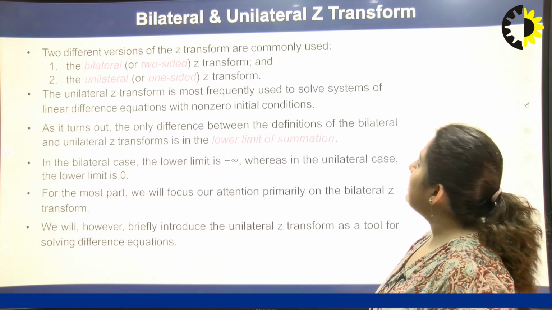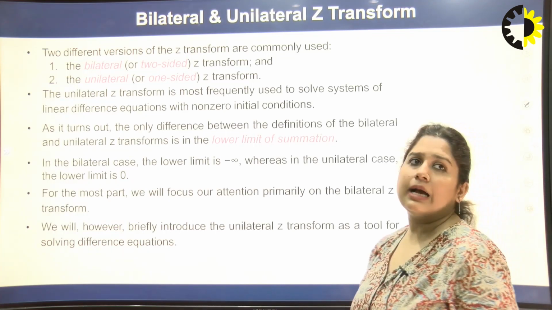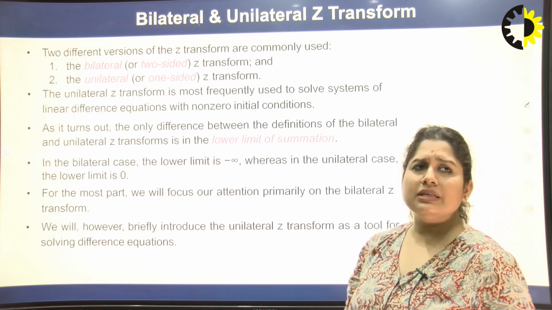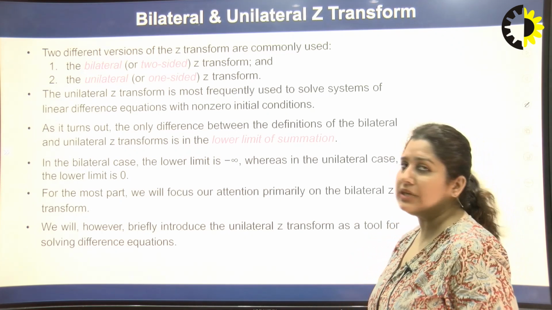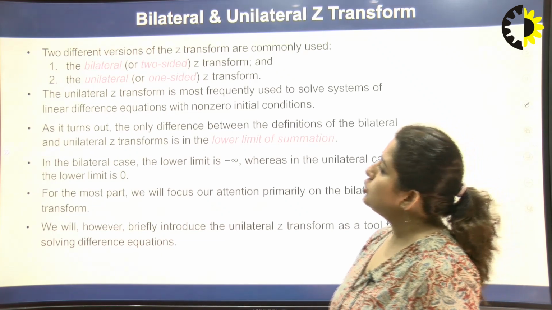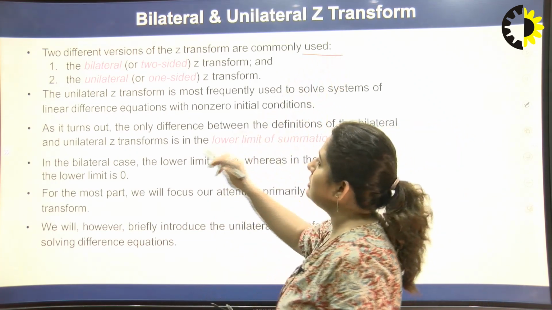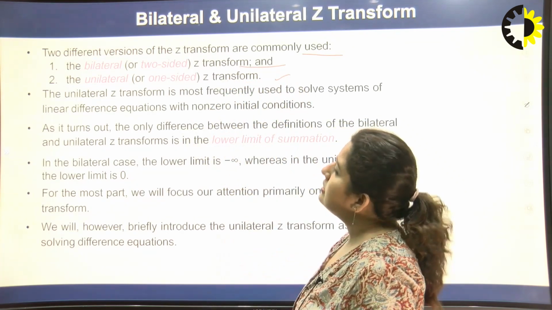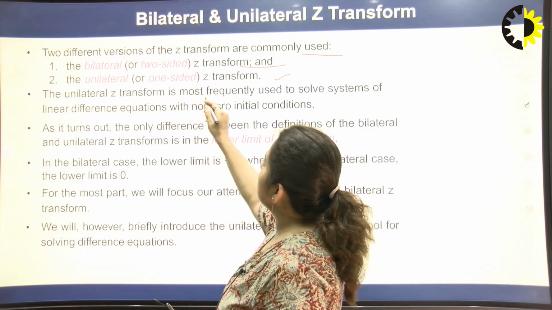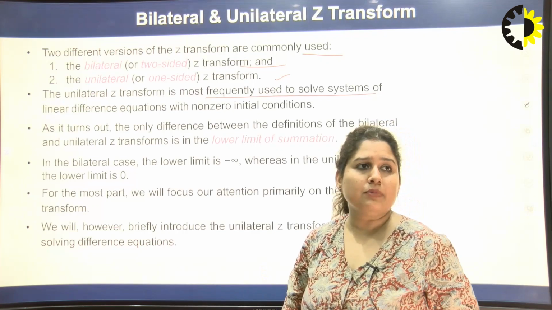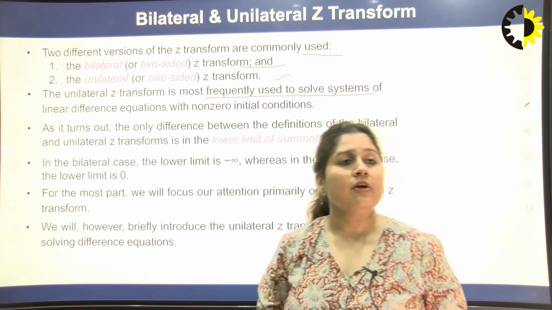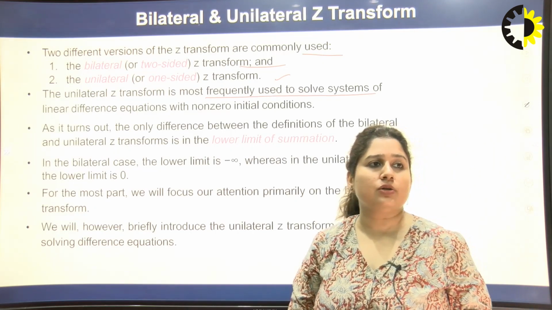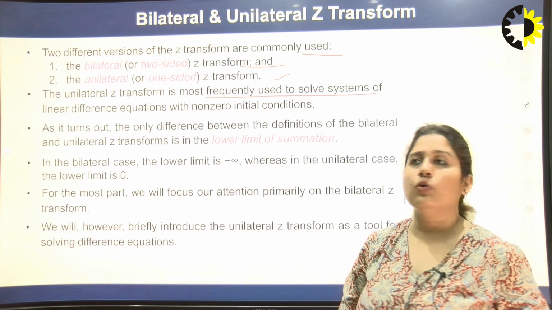So what are the bilateral and unilateral Z transforms? As in the case of the Laplace transform, where we already discussed bilateral and unilateral, it is merely a difference between two-sided and one-sided Z transform. Two different versions of the Z transform are commonly used: the bilateral or two-sided Z transform and the unilateral, or one-sided, Z transform. The unilateral Z transform is most frequently used to solve system functions of linear difference equations with non-zero initial conditions. As it turns out, the only difference between the definitions of the bilateral and unilateral Z transform is the lower limit of summation.